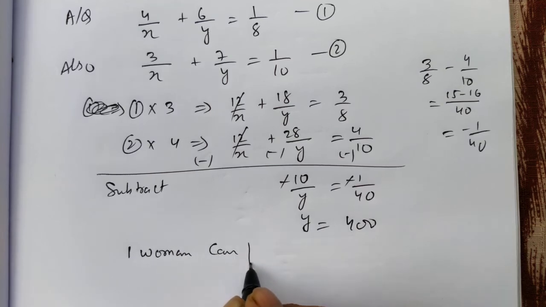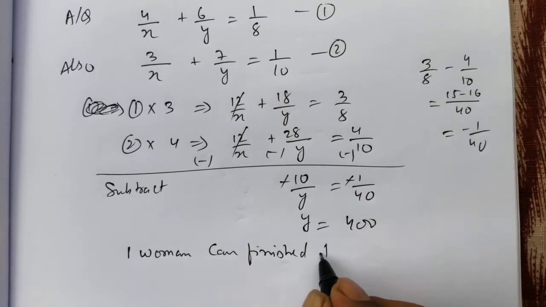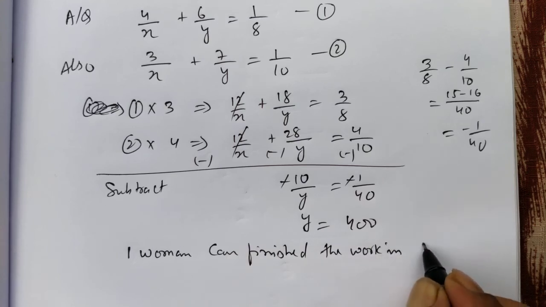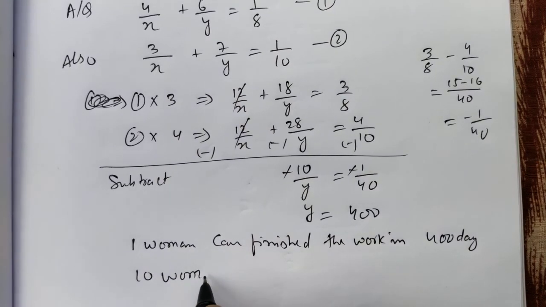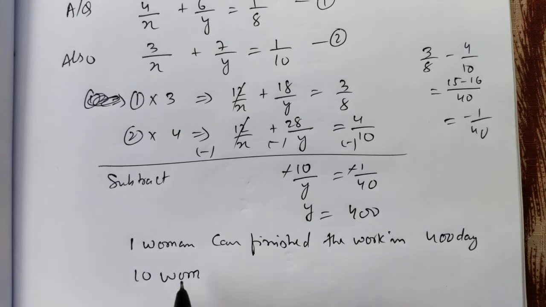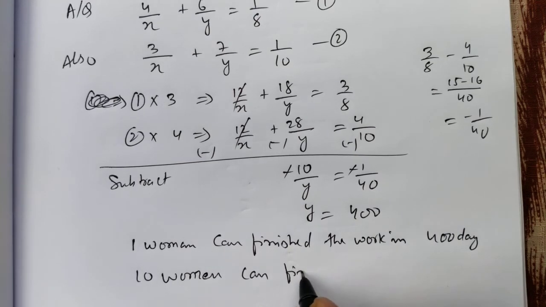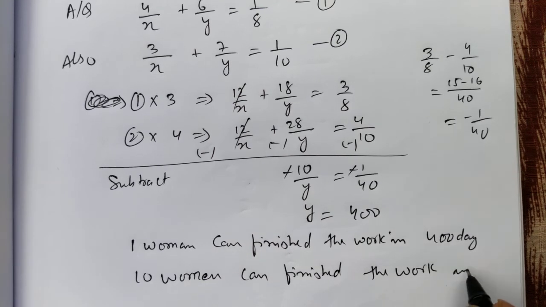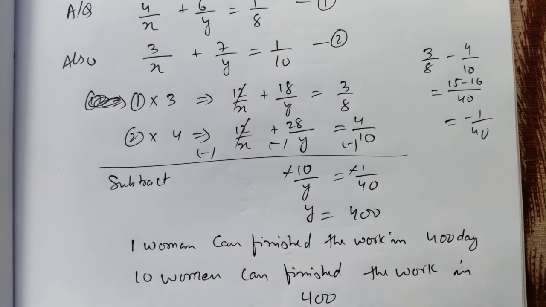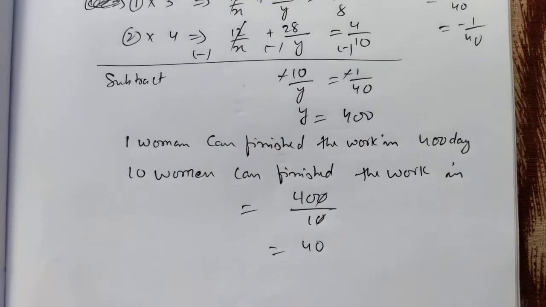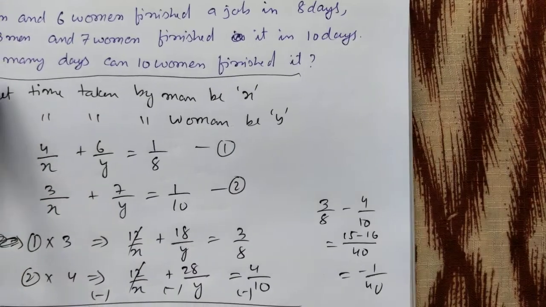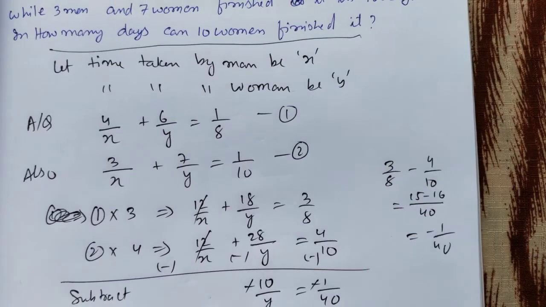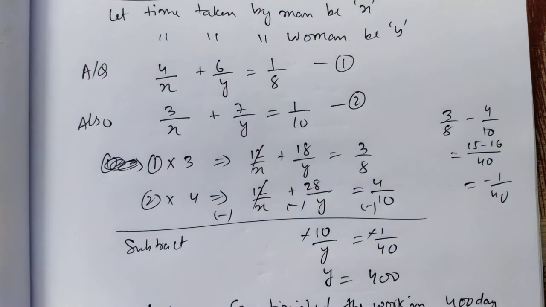1 woman can finish the work in 400 days. So 10 women can finish the work in, so you have to divide by 10. 400 by 10, that's 40. So 40 days it will take for 10 women to finish. If in the question they talk about men also, that means you have to find the value of X also. You can pause the video to write the solution.